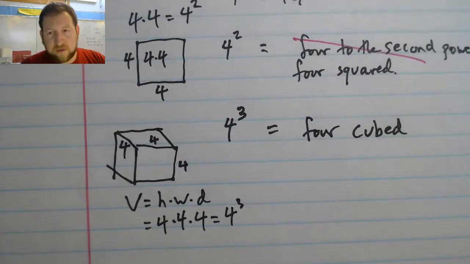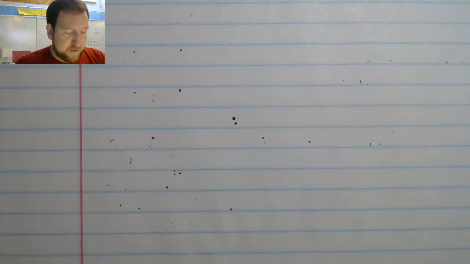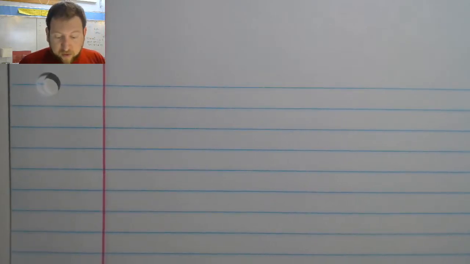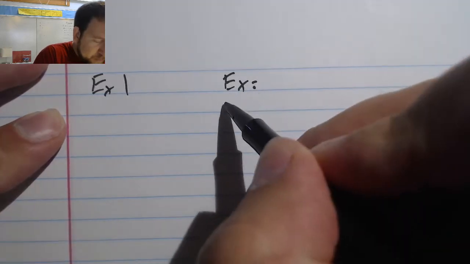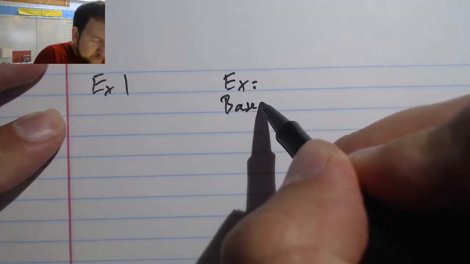Now, the examples for today are going to be pretty simple, actually, because what you're going to be doing is simply writing down what is the exponent, what is the base, and what is the expanded form. So let's take a look at a quick example, and I don't anticipate people having a lot of trouble for these.